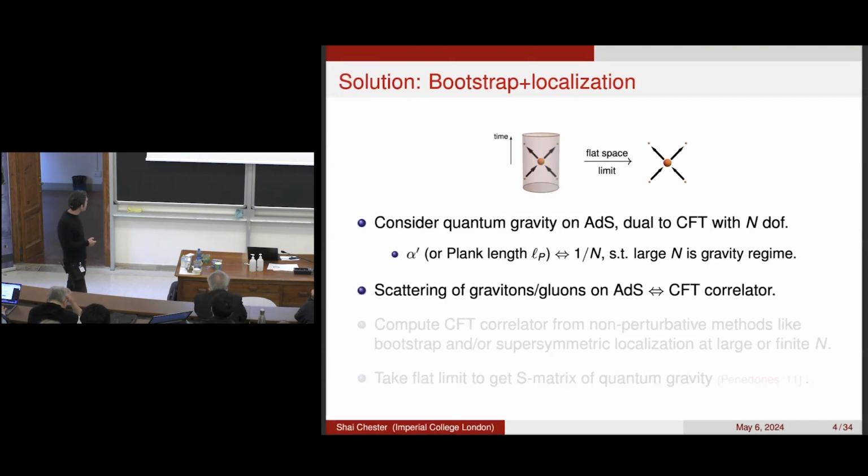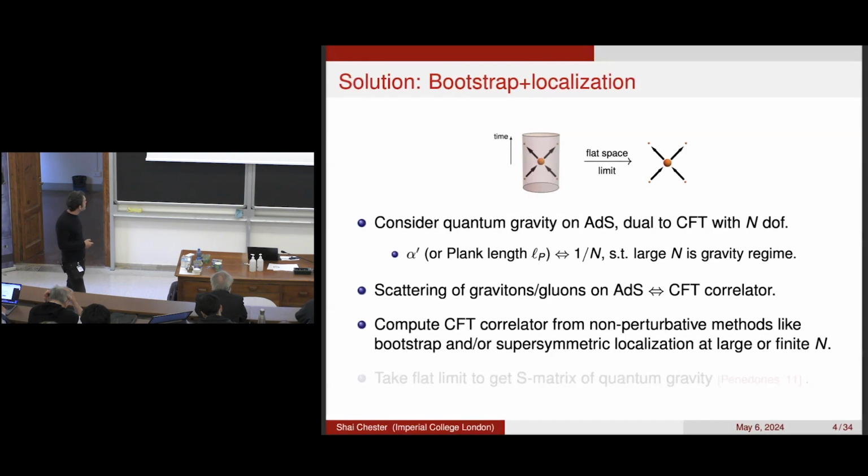Furthermore, the correspondence says that scattering of gravitons or gluons in quantum gravity in AdS is dual to correlation functions in the CFT. And so the idea is to compute a CFT correlation function using some non-perturbative methods, such as conformal bootstrap or supersymmetric localization, which we will discuss. And you could do this both for large N and even for finite N. And so that's this picture over here, because that's dual to the scattering of gluons or gravitons in AdS.